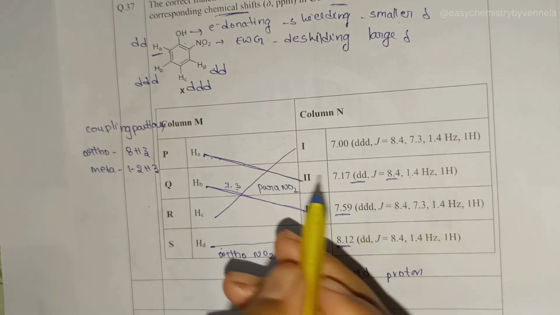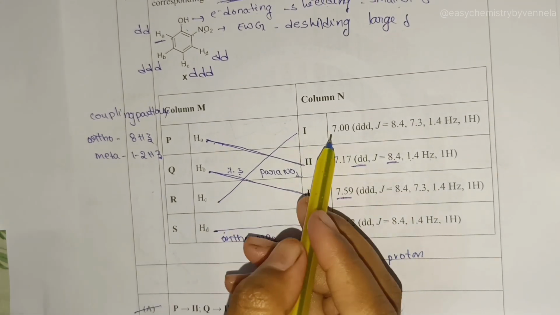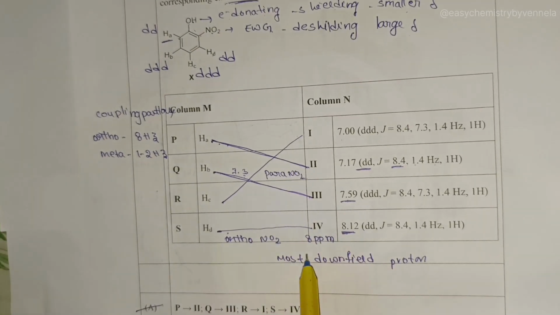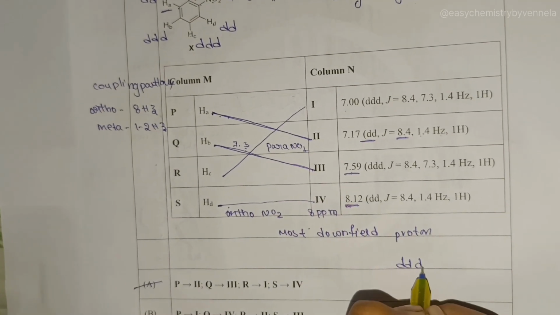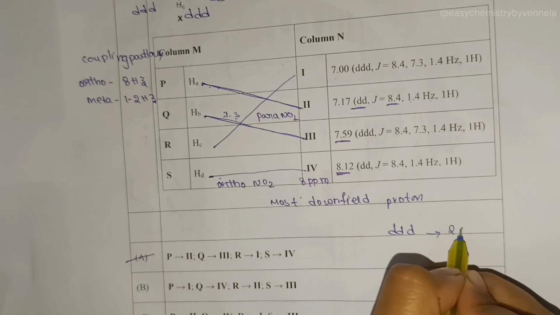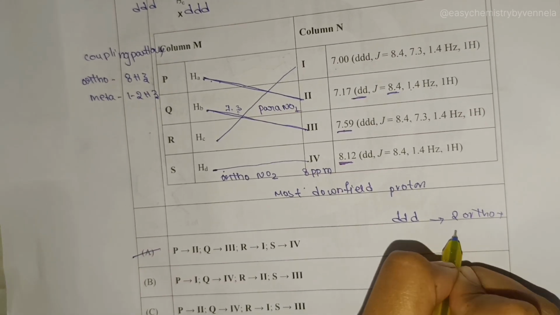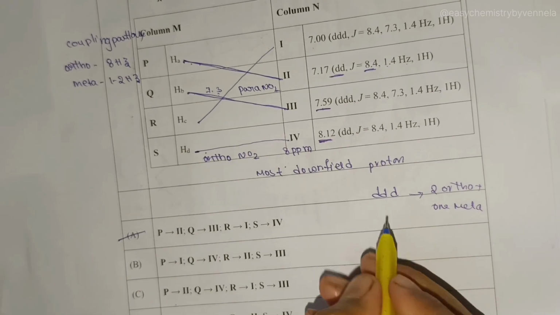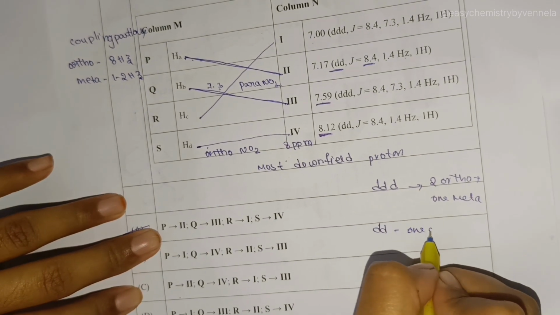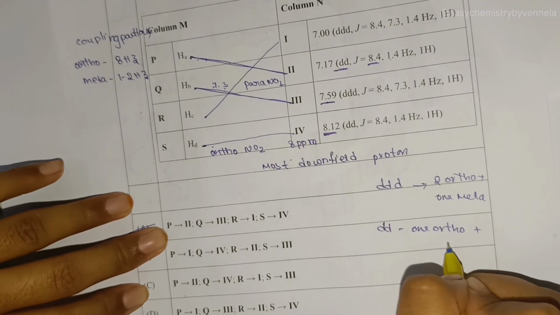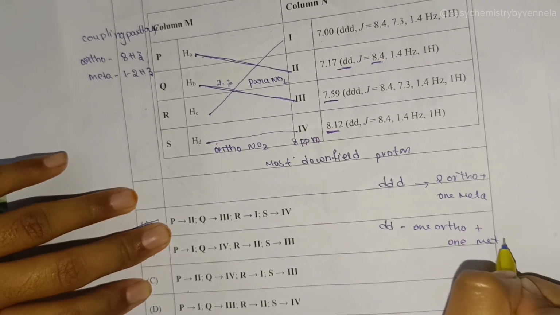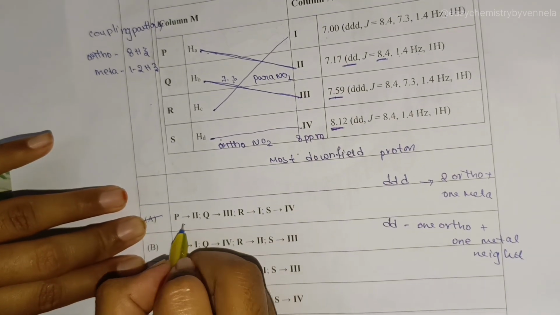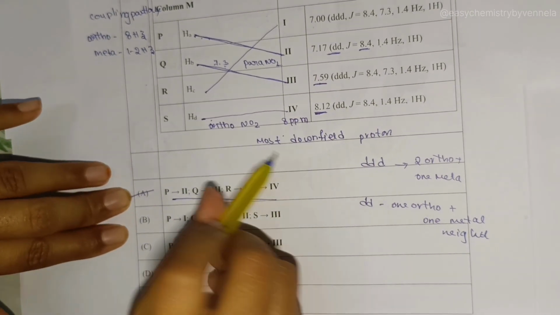Next, the remaining is HC, that is the first one. Here the NO2 ortho proton is most downfield. Next, doublet of doublet, a proton with 2 ortho plus 1 meta neighboring group. Next, doublet of doublet is 1 ortho plus 1 meta neighboring group. So that is why this is the correct answer. This is the explanation for this.